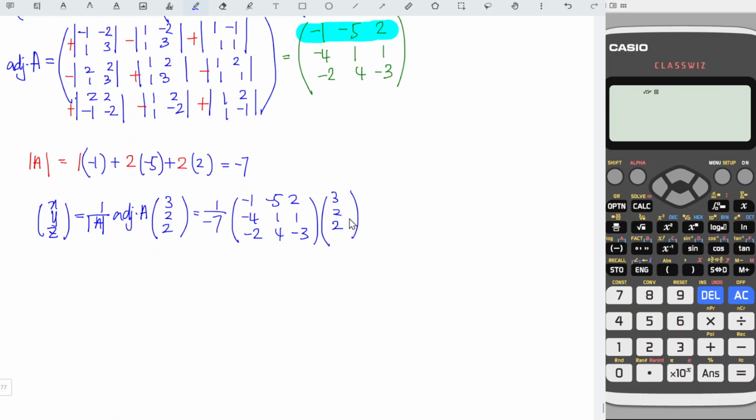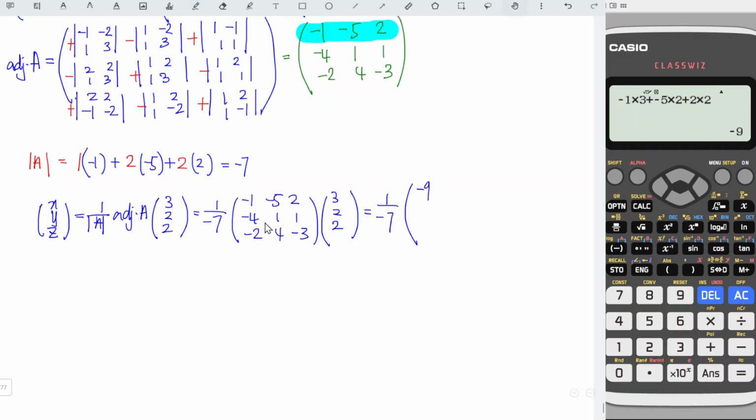When we apply matrix multiplication, remember to take row of the first matrix times the column of the second matrix, which means that we should have negative 1 times 3. Remember to take the corresponding position. First entry, first entry. Second entry, second entry. Third entry, third entry. So we should have negative 1 times 3 plus negative 5 times 2 plus 2 times 2. And we should obtain negative 9. Don't forget we have the determinant here, 1 over negative 7. And we should have negative 9.